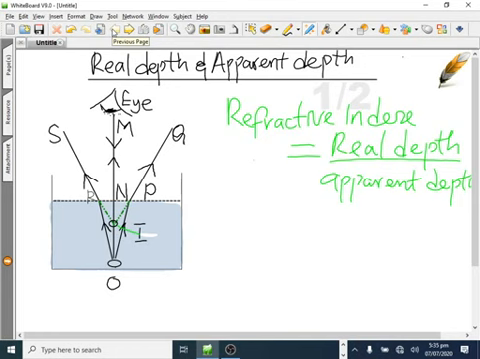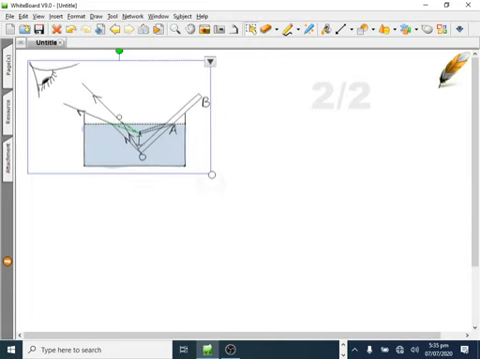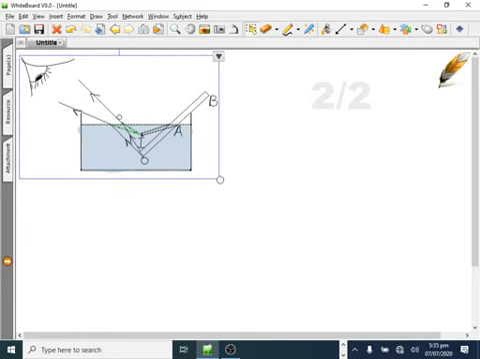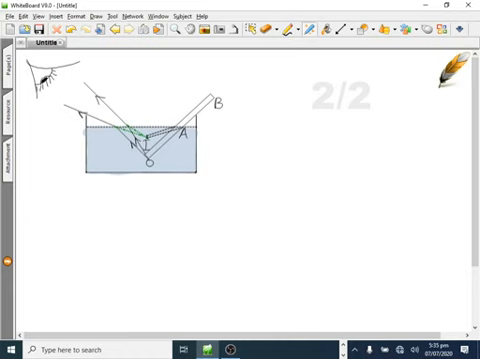Let me give you another explanation. When you have a rod being inserted into a bowl, let's go to the next page. Now I've drawn it already here. Let's make this big a bit. Okay, now you have your rod. This is your rod OB, inserted into a bowl filled with water, and you have your object. This is the person looking at it over here.